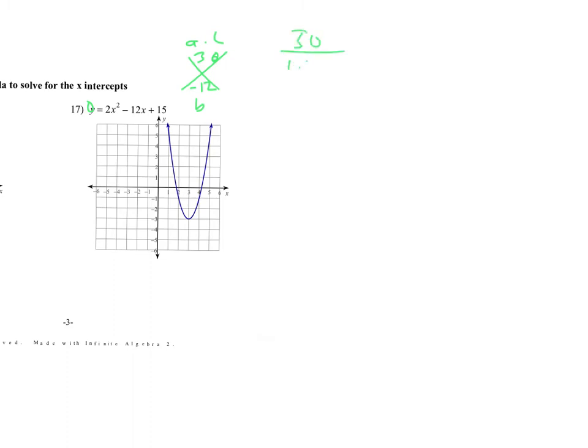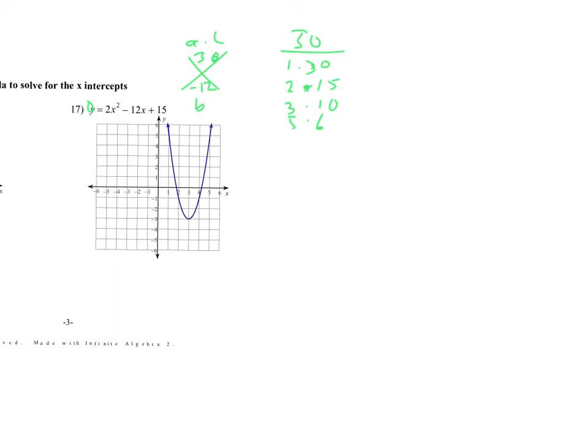We have 1 times 30 is not going to work. 2 times 15, no, that subtracts to make 13. 3 times 10 doesn't work either. 4 doesn't work. 5 times 6 does not make 12 either. So it does not factor, so we'll just have to use the quadratic formula.